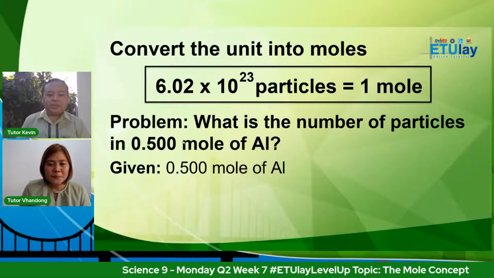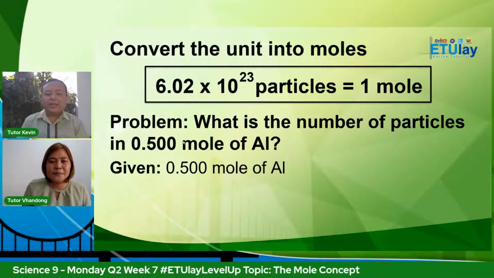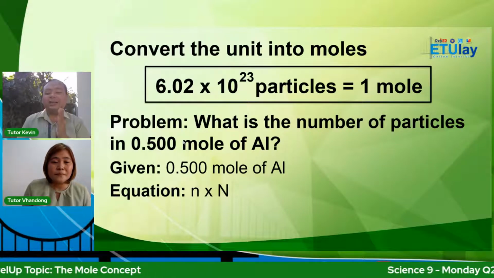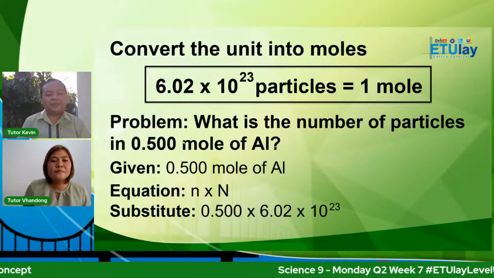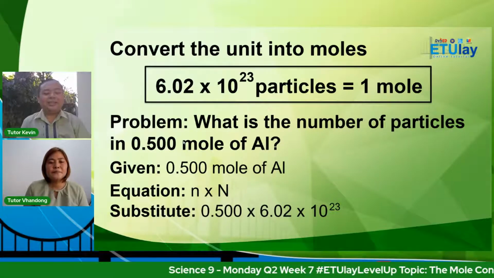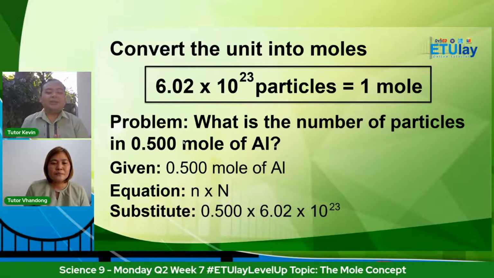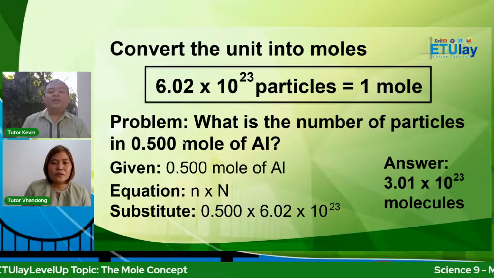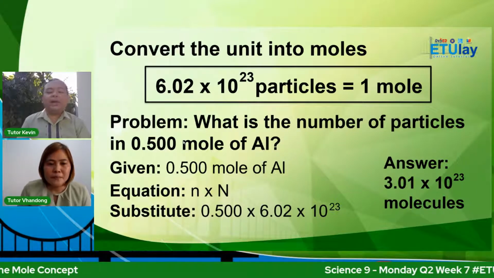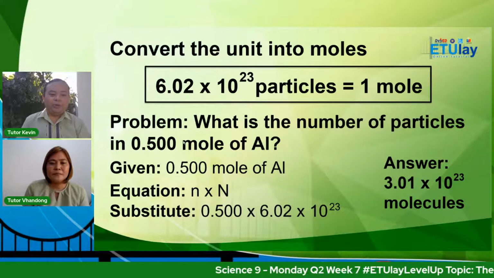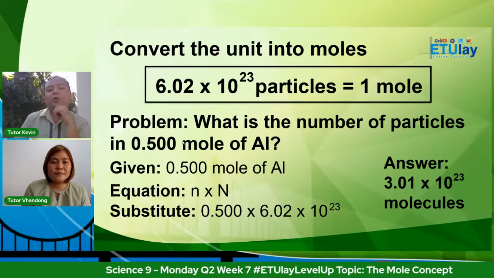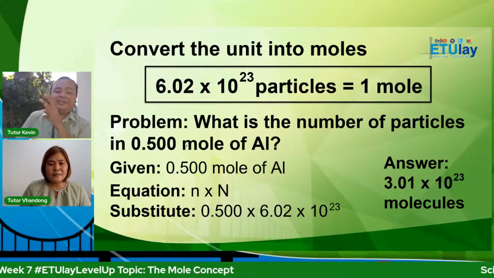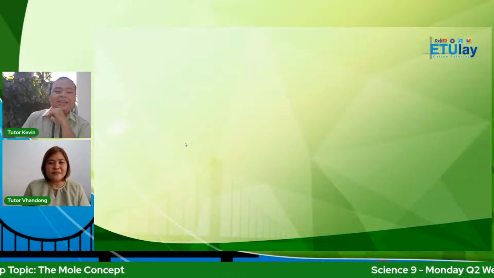Given 0.500 mole of aluminum. Our equation is N equals n times the uppercase N, the Avogadro's constant. Substituting, 0.500 times the Avogadro's number, 6.02 times 10 to the 23rd power, we arrive at 3.01 times 10 to the 23rd molecules. So converting into moles is really that simple. It's easy: n times capital N.